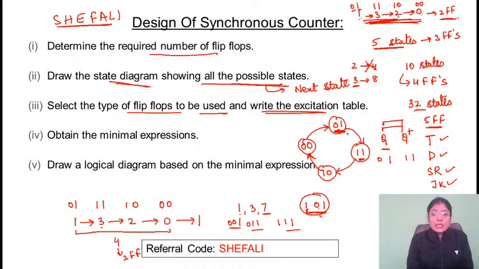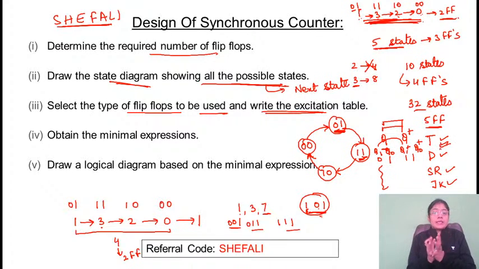So if it's the least significant bit, correspondingly the least significant bit is this. So let me call this Q1, Q0. This is Q1, Q0, next bit. So this way we can construct the table. On the basis of this, we can apply the excitation table.